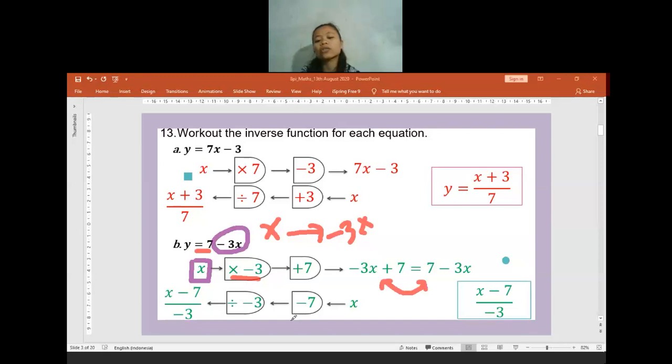After we write it like this, we can find the inverse by doing the opposite. The opposite of plus 7 will be minus 7. The opposite of times negative 3 will be divided by negative 3. So from the x, minus 7, it will be x minus 7, and we divide by negative 3, so per negative 3. Or is there any part that is still confusing for you?